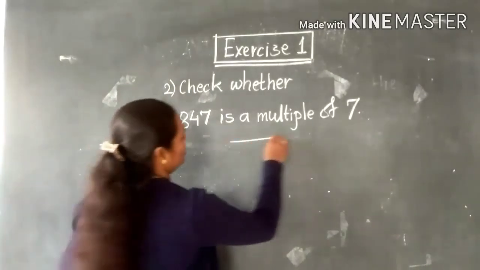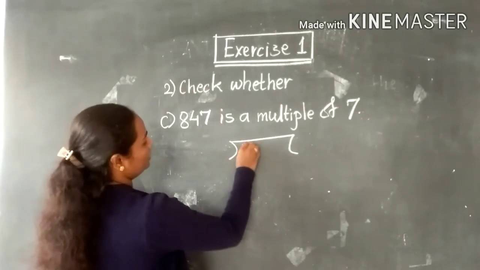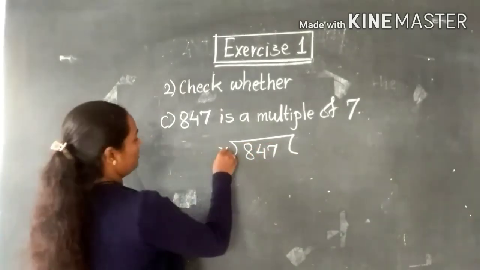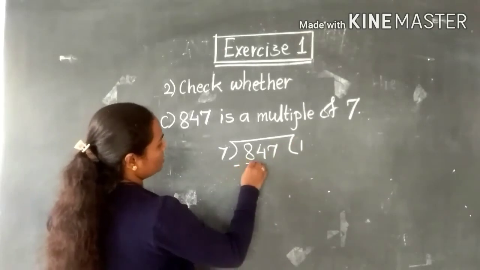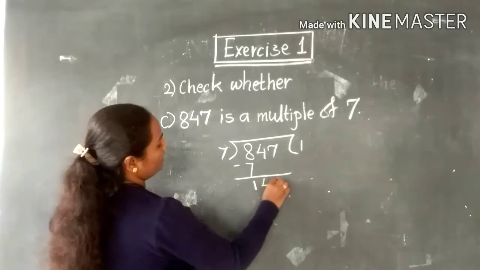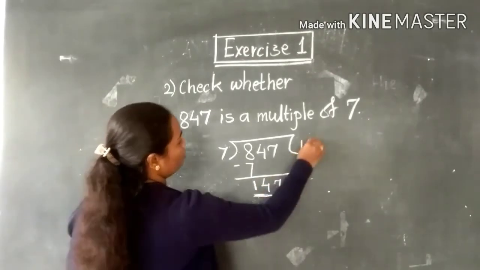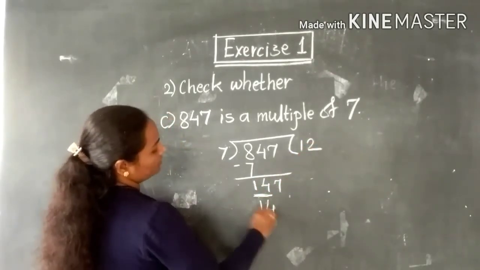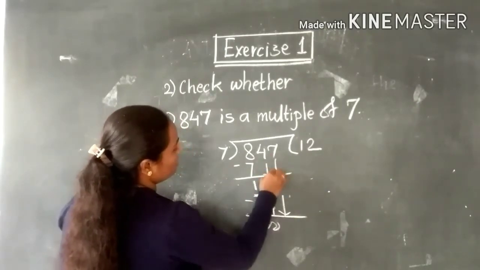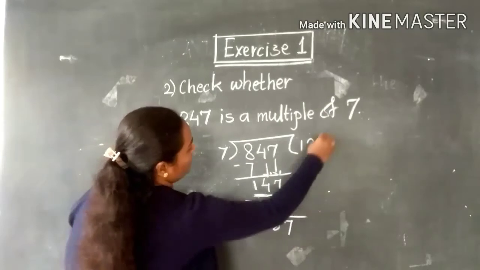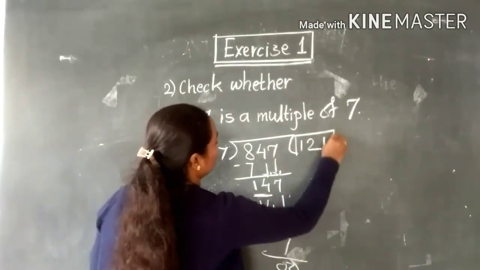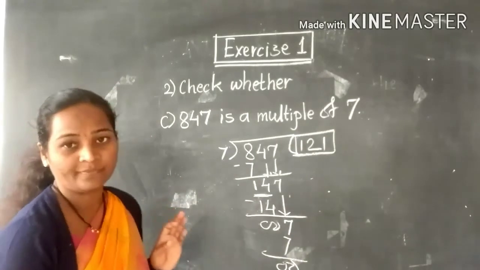Just check it, student. Here I will put the number 847. Here 7 ones are 7. Then what will be your 14? Then for this number, 7 twos are 14, minus, 0 0. You should put this number here. That is 7. 7 ones are 7. We got the quotient 121.